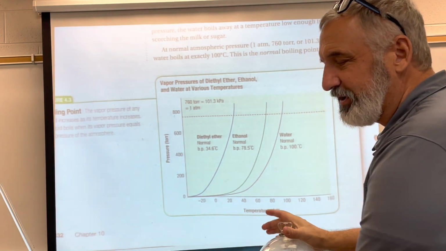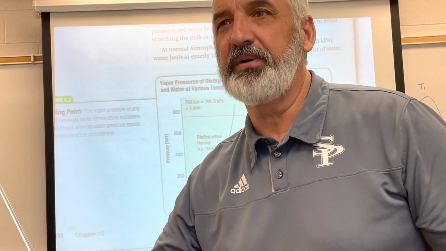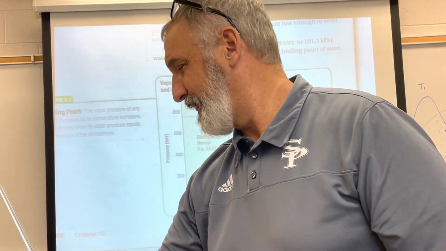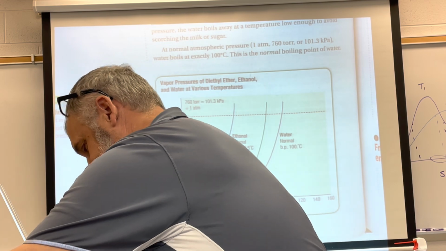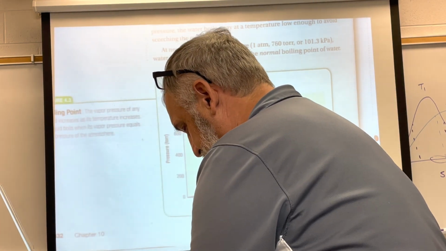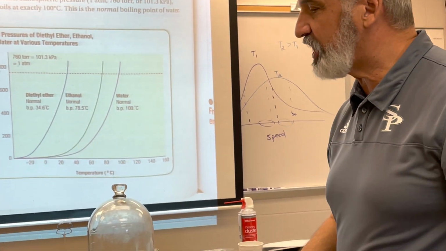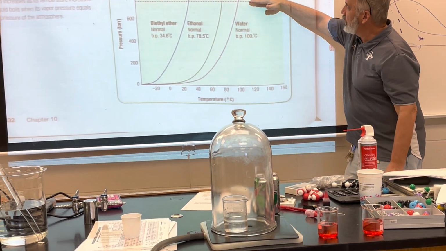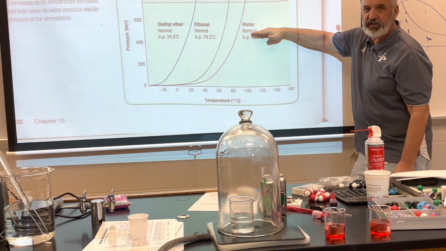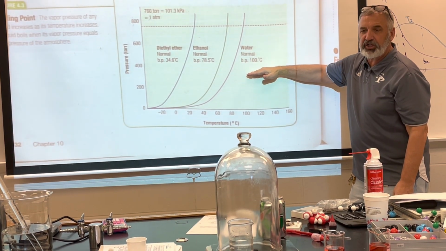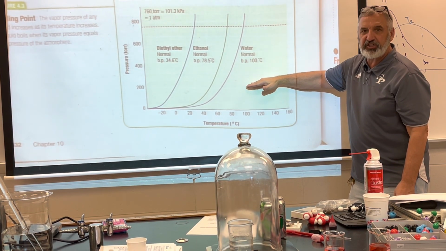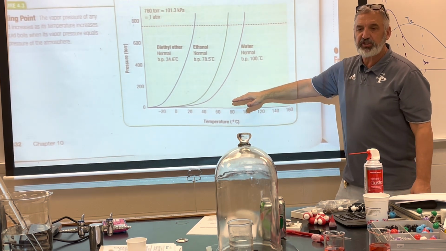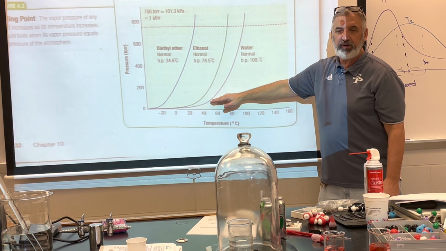Okay, so this right here is a vacuum pump. This thing really sucks, okay? So now I'm sucking all the air out. So basically what I'm doing is pulling and lowering the atmospheric pressure. Boiling occurs when the atmospheric pressure equals the vapor pressure. I'm not changing the temperature of the water at all, I'm just lowering the pressure.